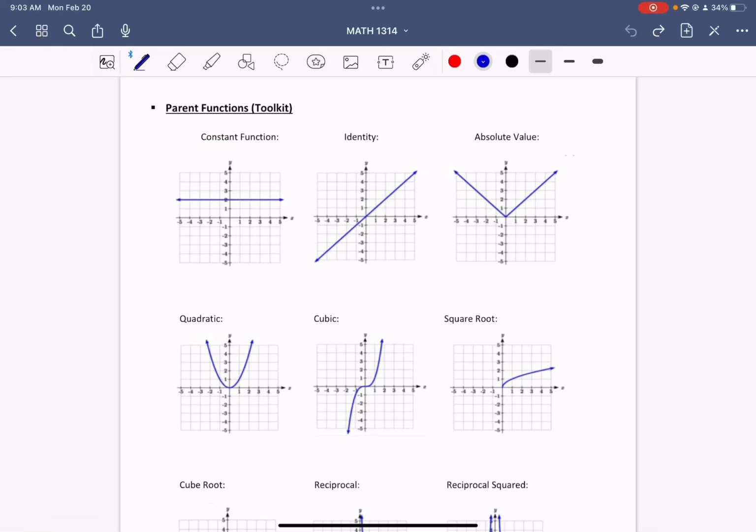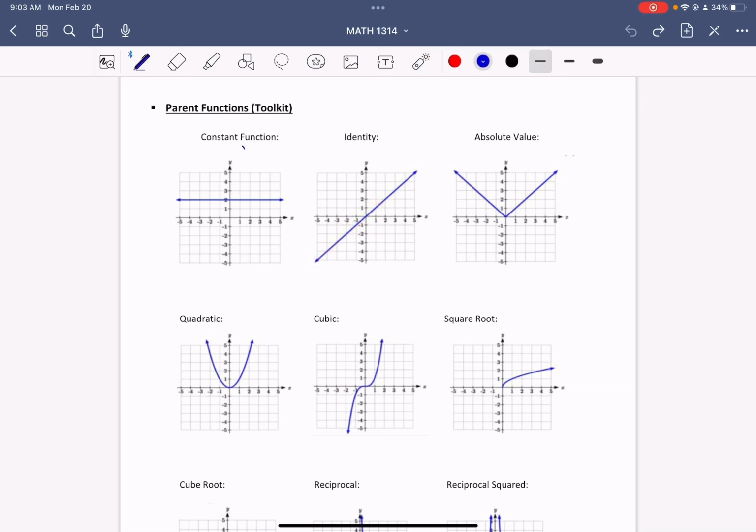We've already looked at what our parent functions are, so I just want to go back and revisit them and remind you of some things. We have our constant function. We can see the constant function is just a horizontal line. Our identity function, that's our linear function, go through here.